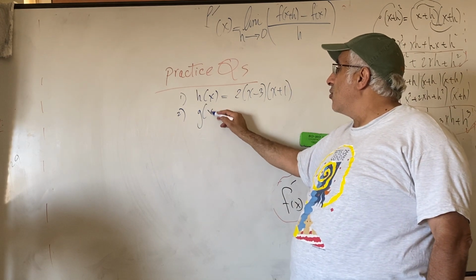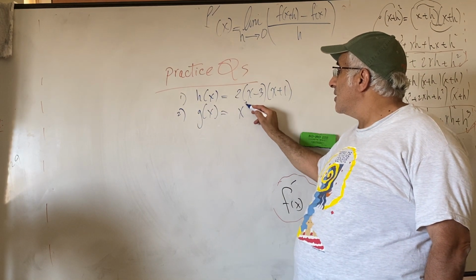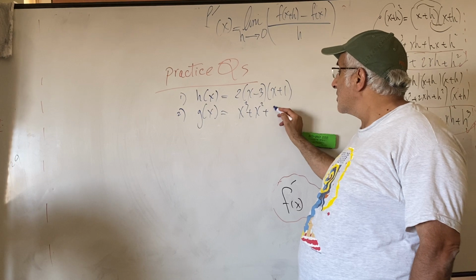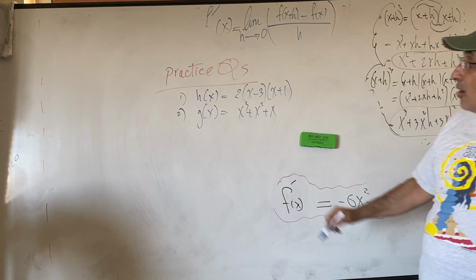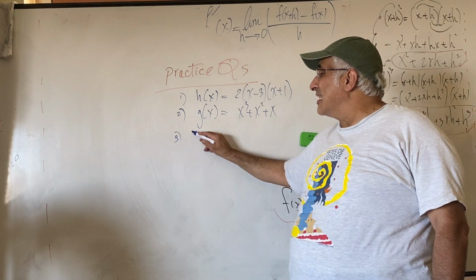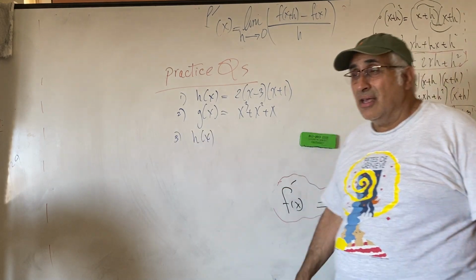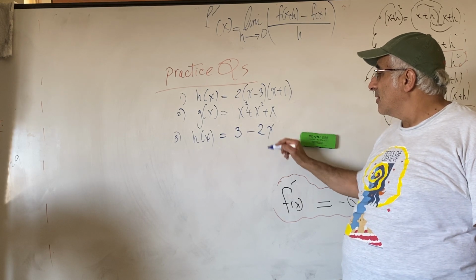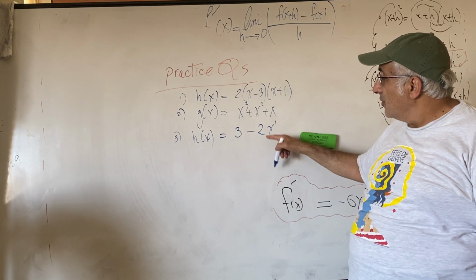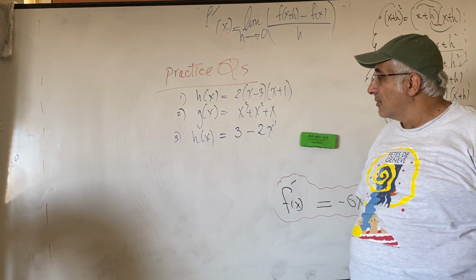Let's say I have a function called g of x. x cubed plus x squared plus x. Simple, silly question. Oh, we forgot the basic function, linear function. I know the answer is common sense, but how about if I say 3 minus 2x? This is linear, the power 1. This is cubic, this is quadratic.